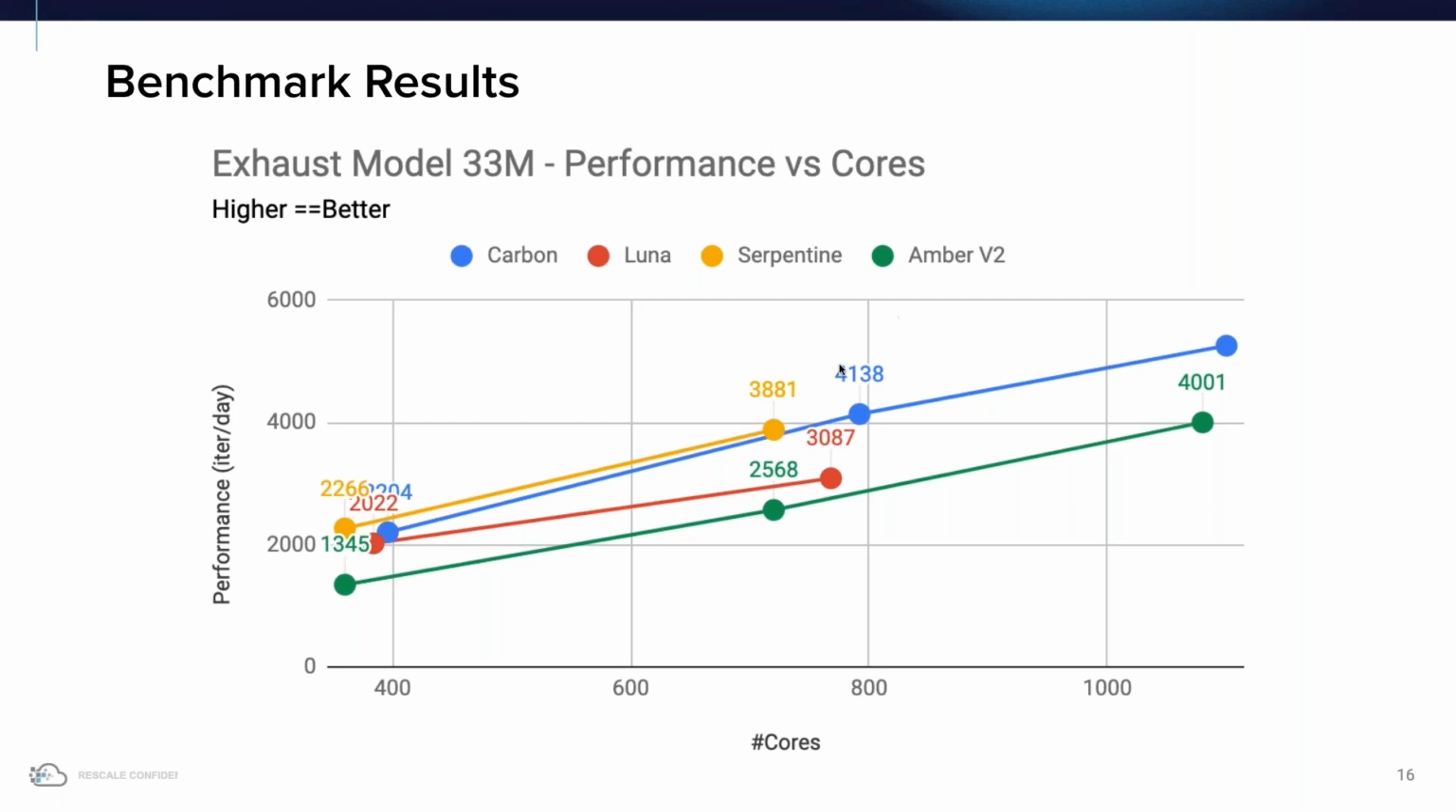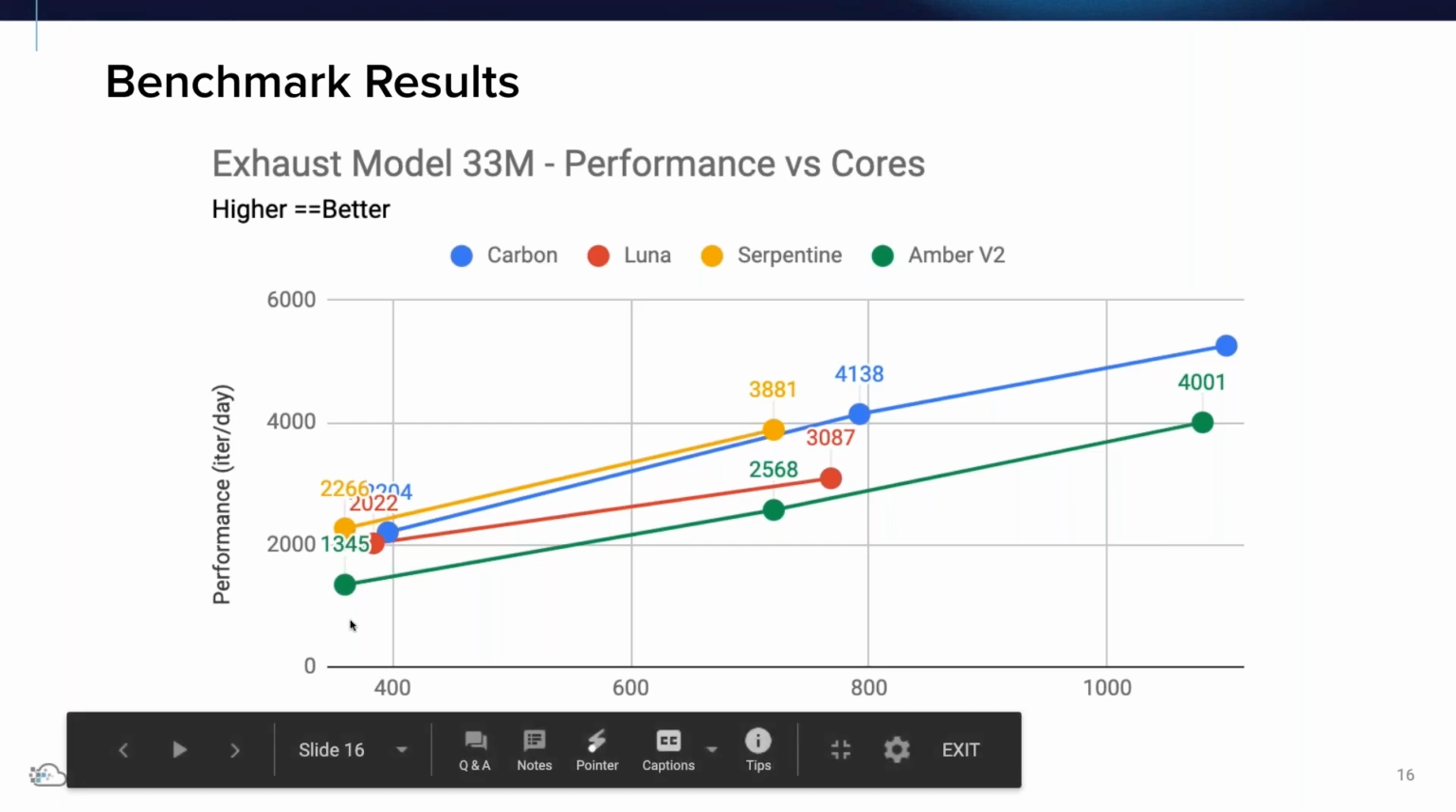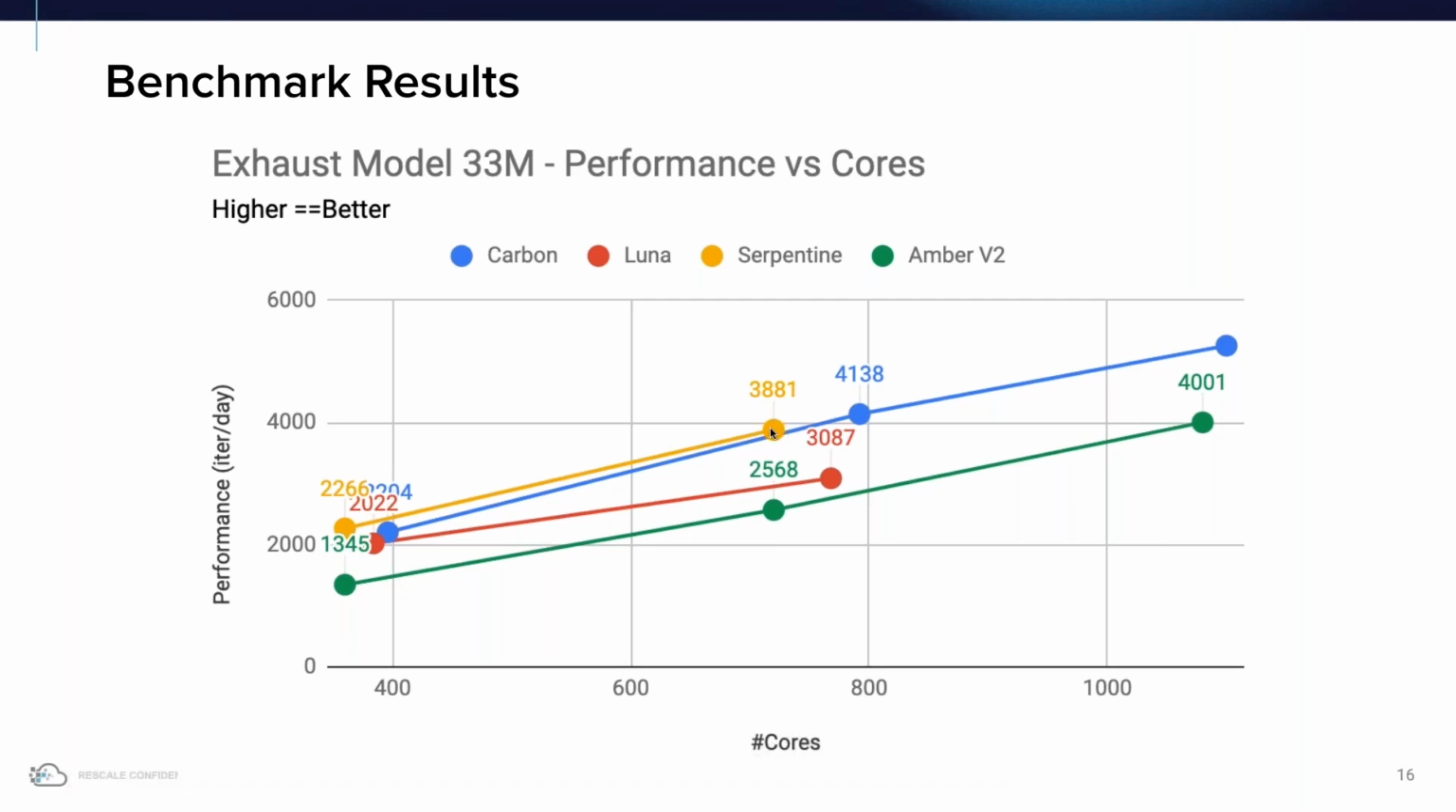What I wanted to draw your attention to is the performance between core types. The yellow line is the Serpentine. The numbers above are the actual iterations per day at that core count. Around 370 cores and a little over 700 cores, we definitely see a nice increase in speed up, the ability to solve more iterations in a single day. Same with Carbon. That one was run even up over 1,000 cores. Same with Amber V2. Pretty nice scalability.